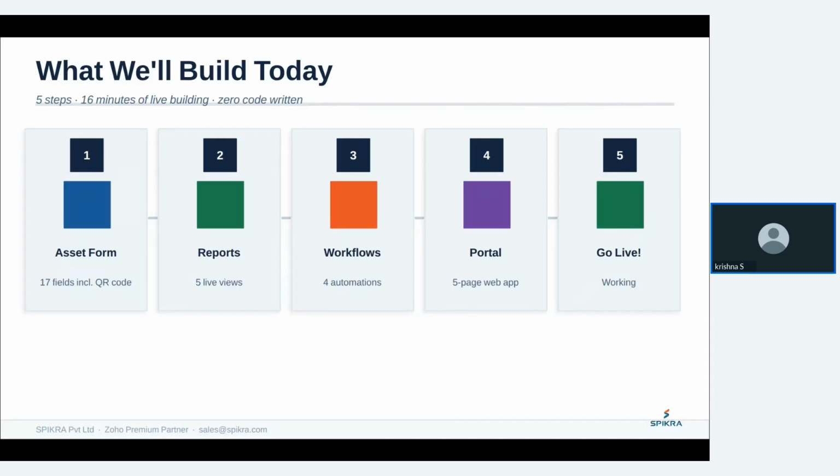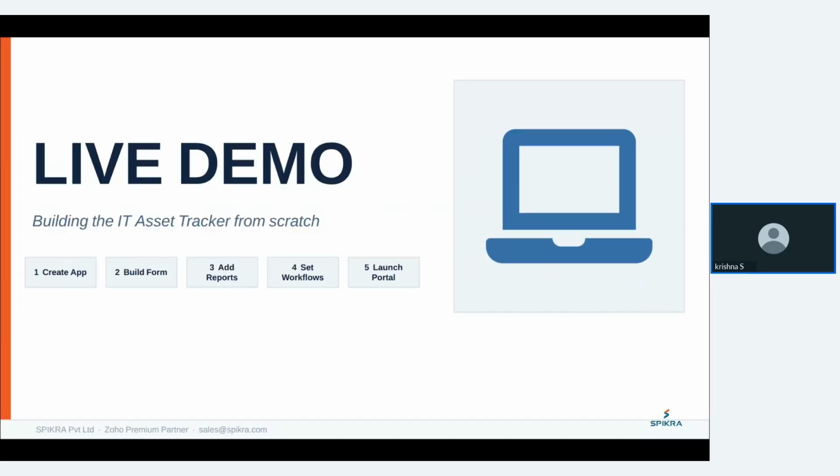Then there is portal. Portal is basically a web view of the form. Through the portal, your organization members who want to submit any request or any product can submit that. Then there is go live, in the sense that you can readily use this app. Let's go to the live demo.